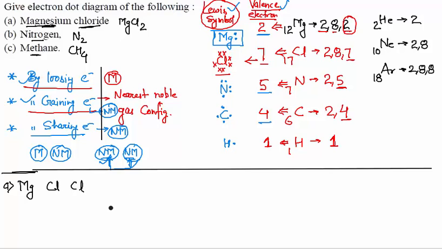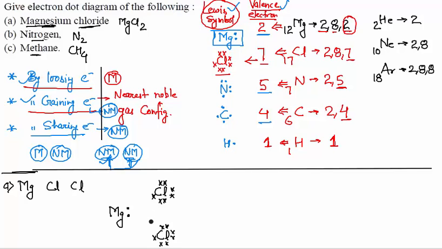So what you have to do is draw the Lewis symbol. This is your magnesium, and these are your two dots. All right, and chlorine, and these are your seven dots, and this is again your chlorine with seven. Better to write crosses, so that we can discriminate between the electrons of magnesium and chlorine. That's why we are using crosses here. So these are your seven electrons.